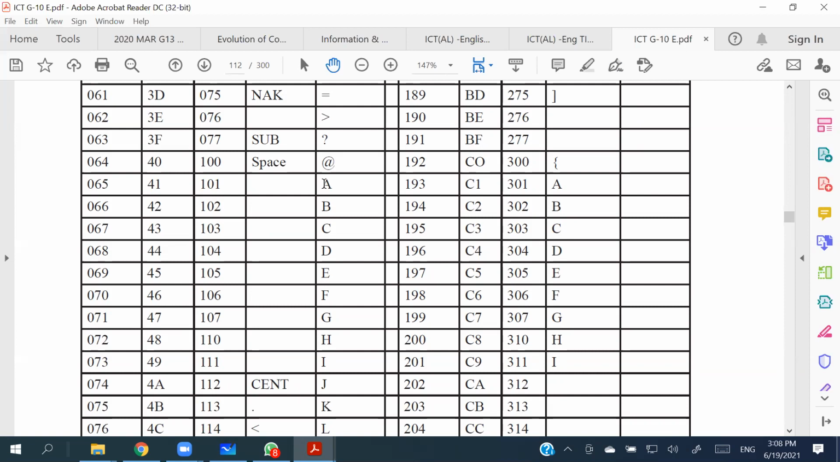binary pattern for this particular word. We will do an example like that. Then you have to have the relation.